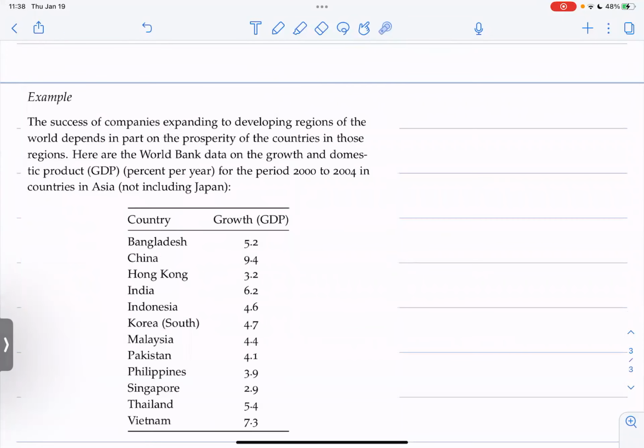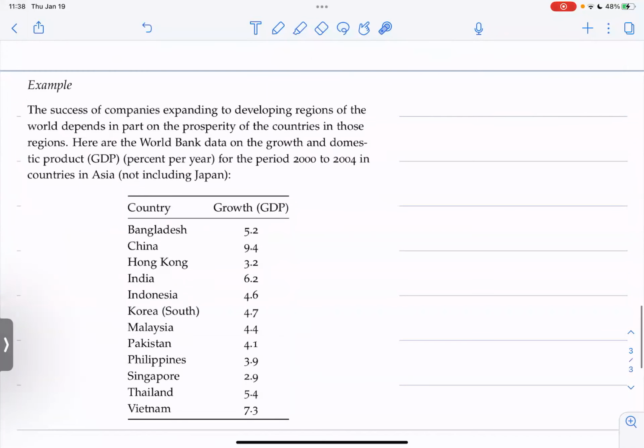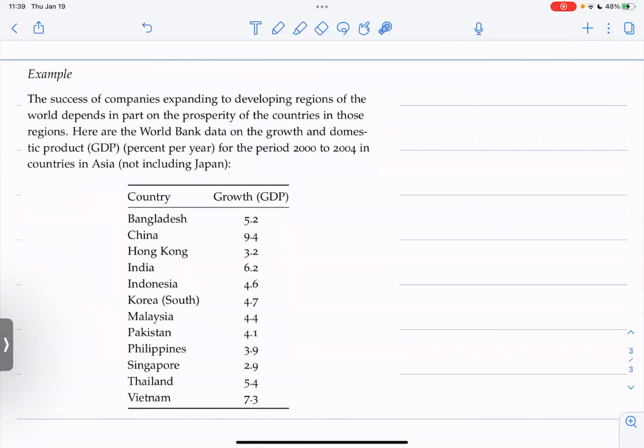The example that I'll be referring to is the GDP. The success of companies expanding to developing regions of the world depends in part on the prosperity of the countries in those regions. Here are the World Bank data on the growth in domestic product, which we call the GDP, in percent per year, for the period 2000 to 2004 in countries in Asia, not including Japan.